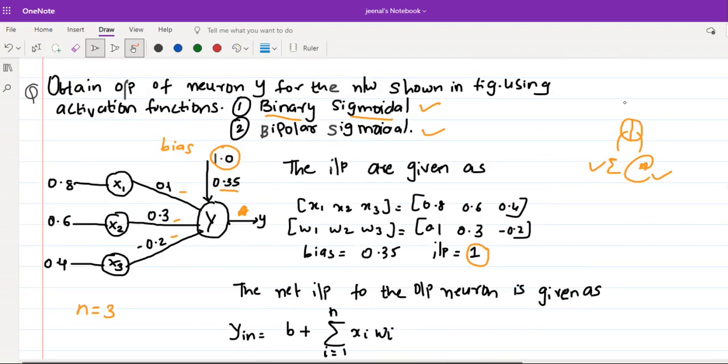Always remember, the output neuron has two functions. The first is we calculate all the inputs that are coming towards the neuron using this formula: Y in is equal to b plus summation xi wi. Once the input of the neuron is calculated, the second thing that we calculate is the activation function. Since we have two different activation functions, formulas for both are available with us. We put the value of the input that we just calculated and get the final value, that is the output of the neuron.